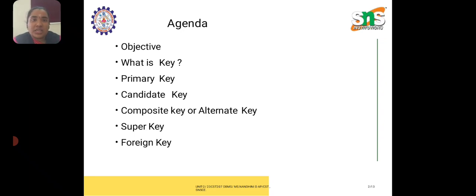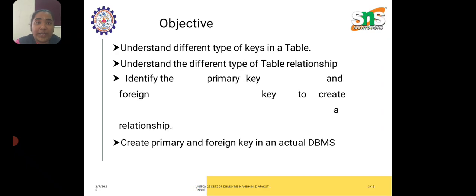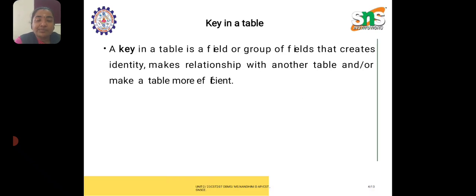This is the agenda. First, we are going to see what is a key and what are the types of keys. There are many types of keys. First one is the primary key, second is the candidate key, third is the alternate key, fourth is the super key, and the fifth one is the foreign key. The objective is understanding the different types of keys in a table, which are used for table relationships. It is used to identify the primary key and the foreign key to create a relationship in a DBMS.